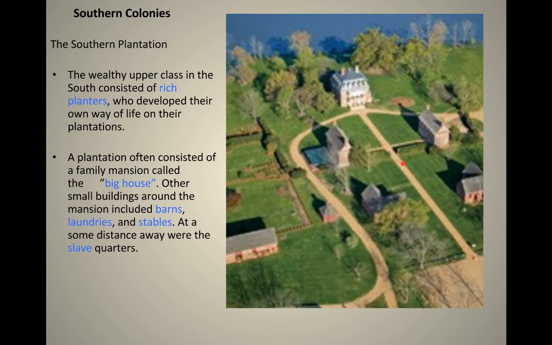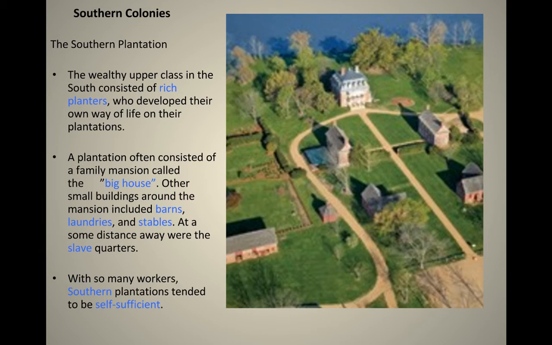There would be some distance away from the slave quarters. Slave quarters would maybe be down here, some distance away to keep the slaves away from white people, because like I said, there were just terrible conditions in the relationship between the two.